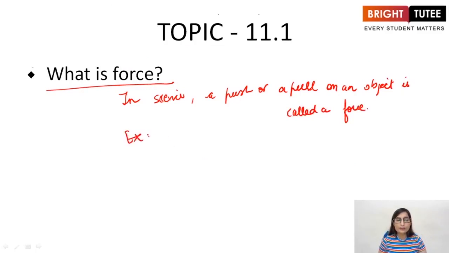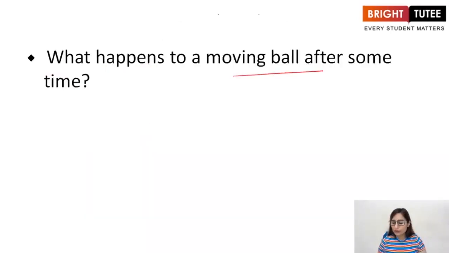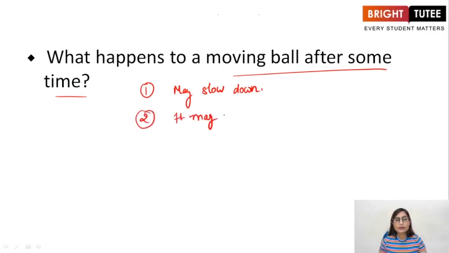And if we give examples, we can say picking a ball, kicking a ball. All of these are basically forces acting on some body, due to which another body came into a different state of motion, right? What happens to a moving ball after some time? What are the possibilities that may happen to a ball which has been moving? Firstly, it may slow down, right? It may slow down after some time. Secondly, it may be stopped, right? It may get stopped after some time.